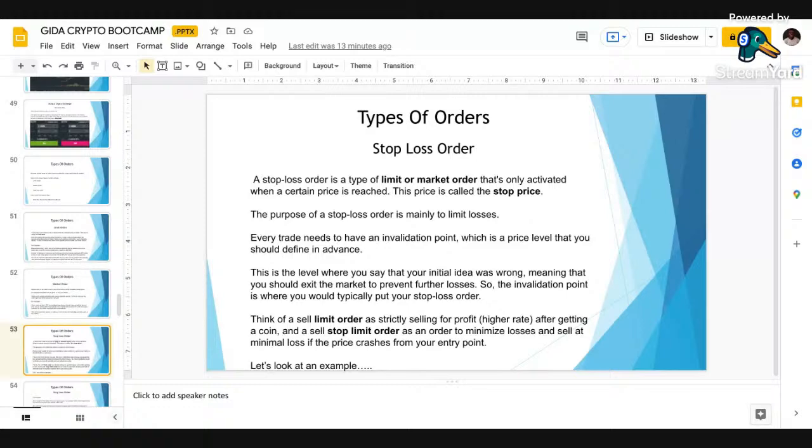This stop loss order just takes the two types of orders together. We have the normal limit order, and we have the normal market order. I've told you already how they operate. Now, the stop loss order can be of two types. We have the stop limit, and then we have the stop market order. Now, this is only activated when a certain price is reached.